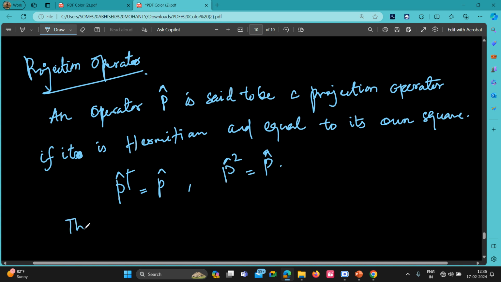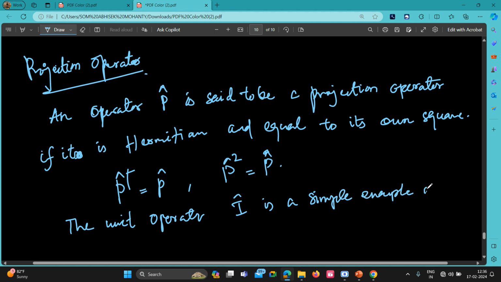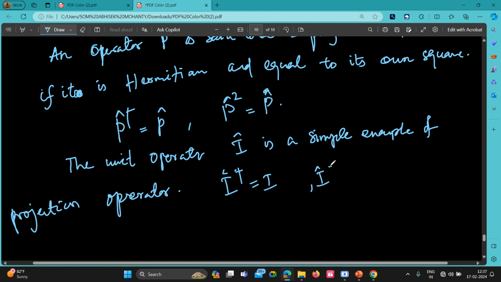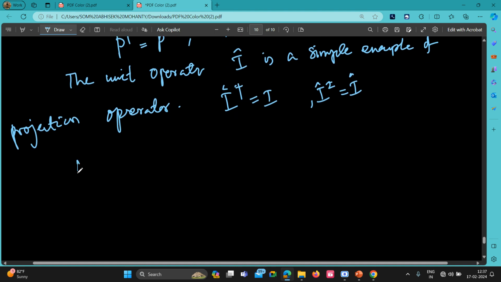So the unit operator I can be an example of what? It's a simple example of projection operator. How? If you see, I dagger is equal to I and I square is also equal to I. How? If you see simply what is I in matrices. Suppose this is a 3 by 3 matrix, so it's 1 0 0, 0 1 0, 0 0 1. This is a unit operator, right? So I dagger will be I, isn't it? If I take the complex conjugate of it, it will be this one only.